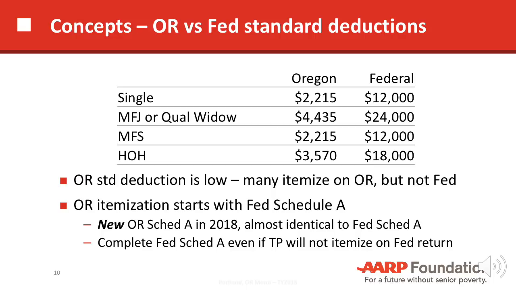And how do we know when to and when not to? Well, don't worry about memorizing these numbers. The important thing is, make sure and fill out as much of the federal Schedule A as you can when you're working on the federal return, even if they'll likely use the standard deduction. And the software will make the determination of whether to itemize for you.